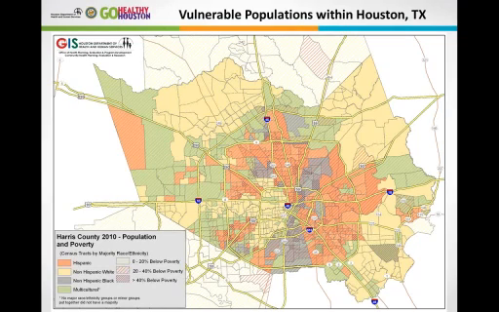Also note that those majority minority areas have some of the highest poverty rates, and they're also spread very widely throughout the county. So this widespread area really makes it difficult to address health inequalities, and it makes the issue even more complex.